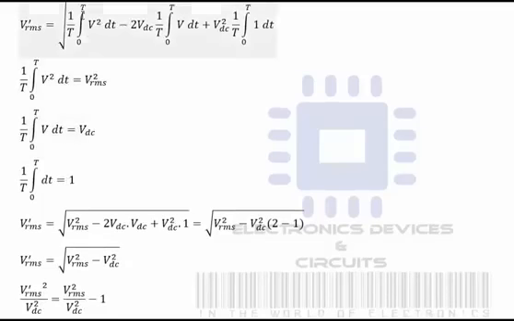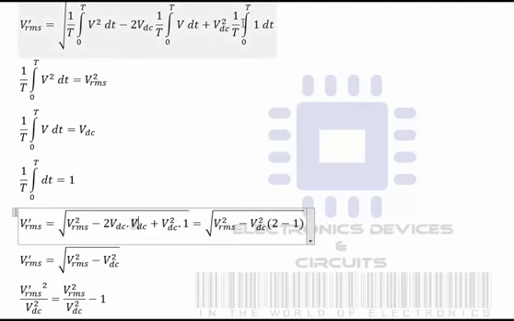Result of this integration will become equal to 1. So we can put the result here, this integration will become equal to Vrms square, so we will get Vrms square, 1 by T, this integration will become equal to Vrms square. So here we have Vrms square, here we have 2 Vdc, 2 Vdc will remain as it is, and this integration 1 by T integration V dt will become equal to Vdc, so we will be having 2 Vdc here.